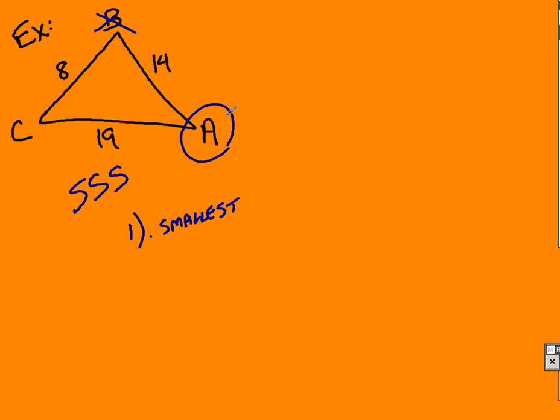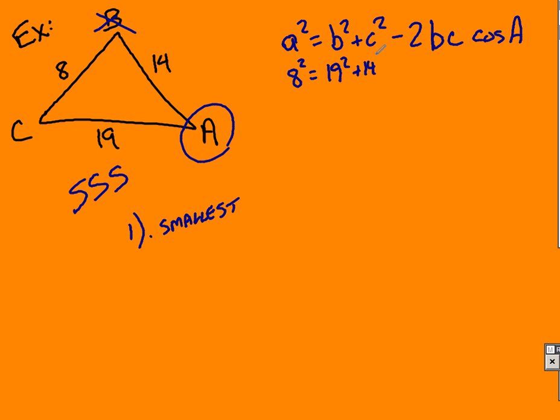So if we want to find A, I'm going to do again, A squared equals B squared plus C squared minus 2BC cosine of A. Well, cosine of A is what we're going to want in the end. So what I'm going to do is plug in everything else that I know and go from there. So A squared equals B is 19 squared, C is 14 squared, minus 2 times 19 times 14 cosine of A.